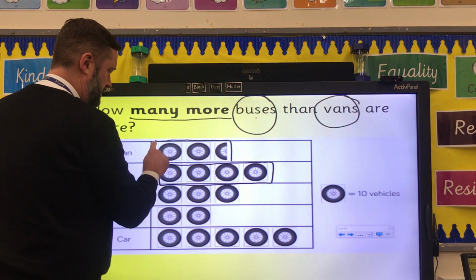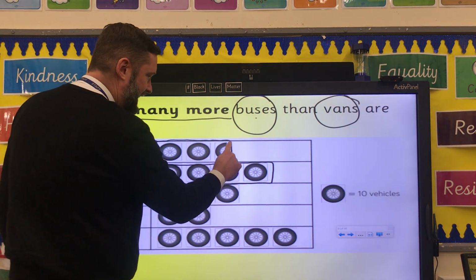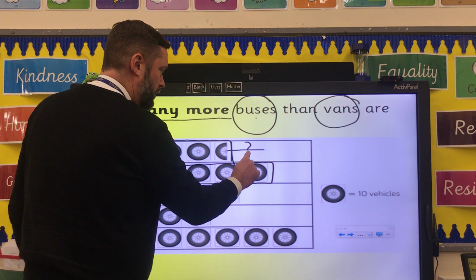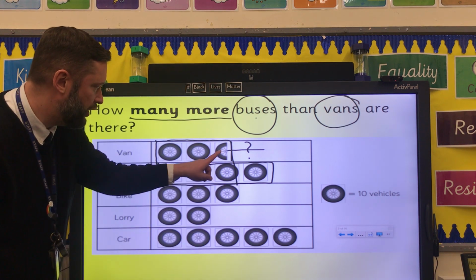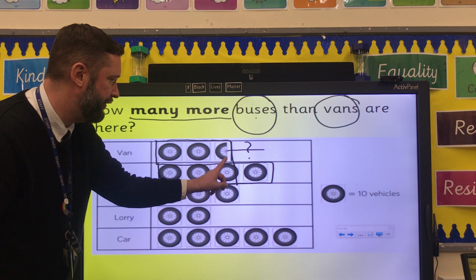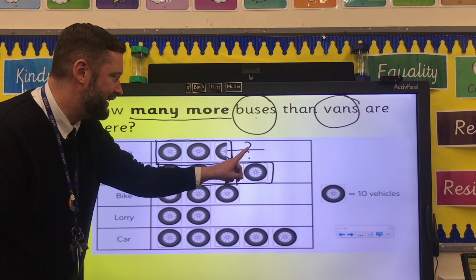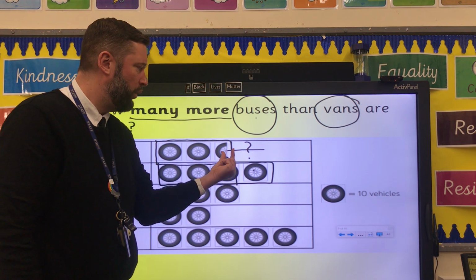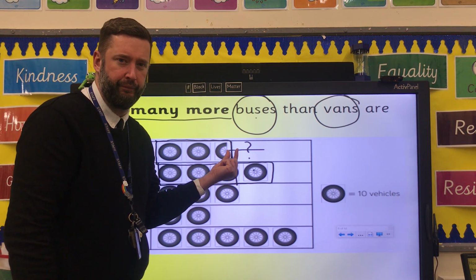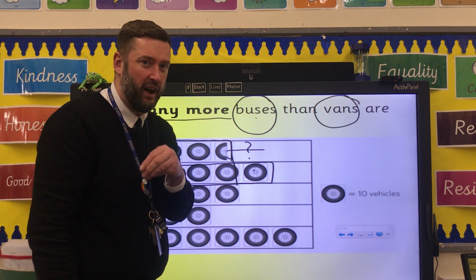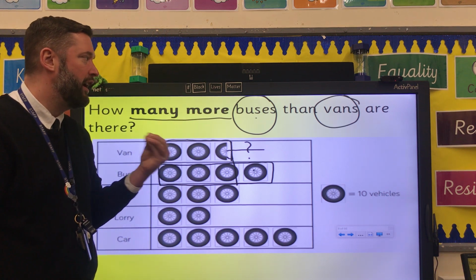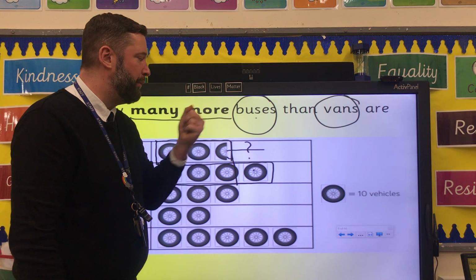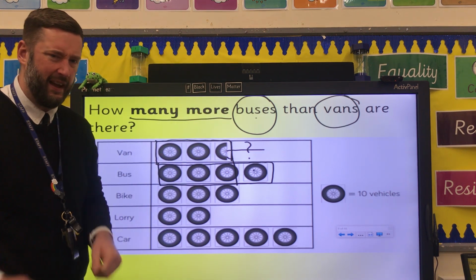Now, this section here tells me how many more. But if you look, I've got half a wheel and a full wheel. So one wheel is 10, and what's this half a wheel? That's right, it's 5. So 10 and 5 make 15. So there are 15 more buses than vans. That was tricky, that one.